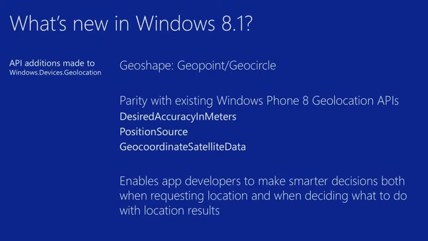We introduced some new shape objects for points and circles. We added some new properties that were introduced in Windows Phone 8, which allow you to make smarter decisions when requesting location data and when dealing with the results. Having parity with these APIs allows you to share code easier between your Windows and Windows Phone apps.